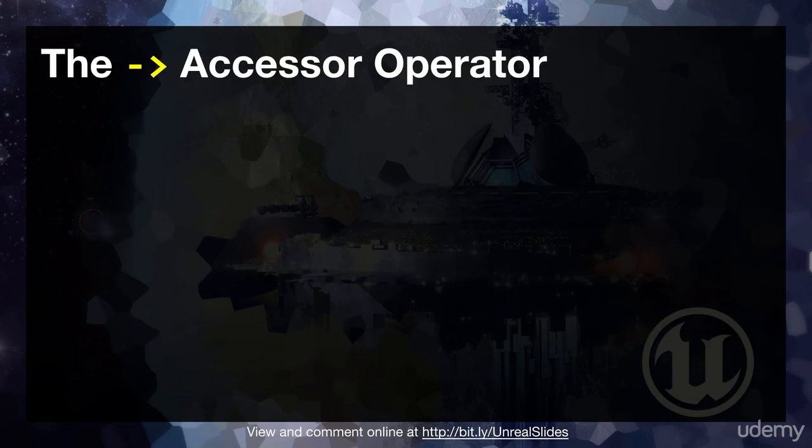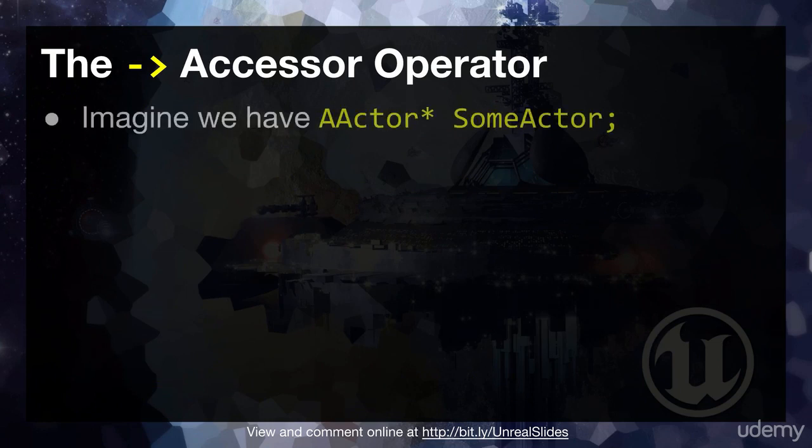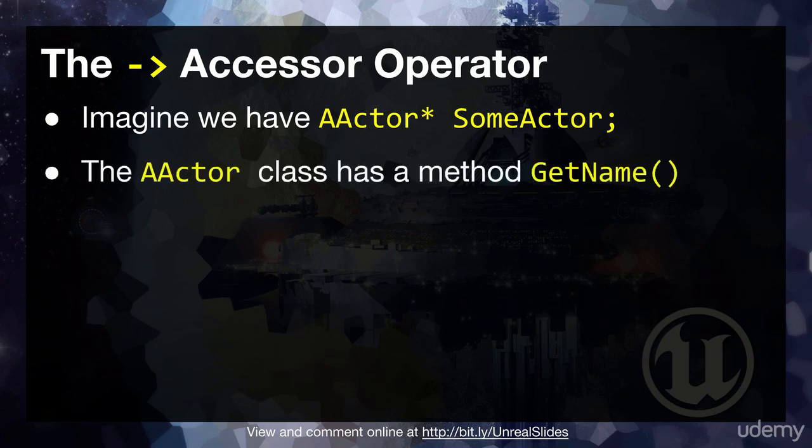Okay, cool. So let's talk about the arrow accessor operator. So imagine we have something called SomeActor, which is a pointer to an actor. So AActor* tells us it's a pointer to an actor, and the thing is called SomeActor. The pointer is called SomeActor.